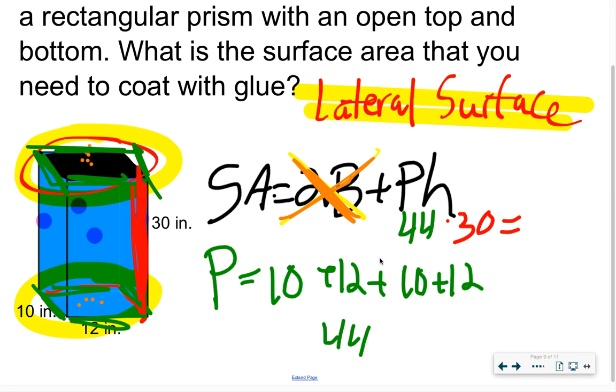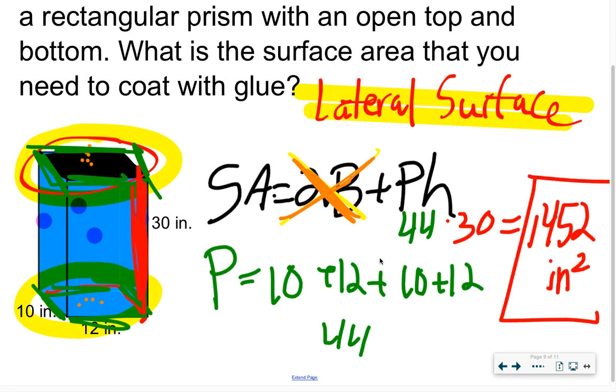So we didn't do the 2B plus Ph because it's not included. We don't have those bases. They've been removed. So this is how you find lateral surface area. You literally don't do 2B. You don't do anything with the base. You just do Ph. So you don't need to memorize a whole new formula. Just cut out the part we don't need. And even though this is a large number when you type it in, you're right: 44 times 30 gives you 1,320. And then attach that label, inches squared.